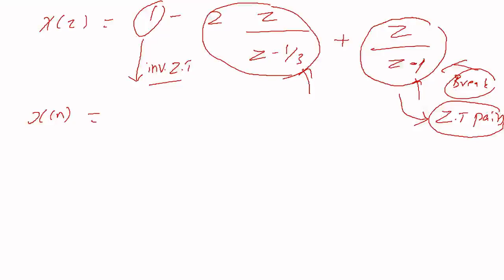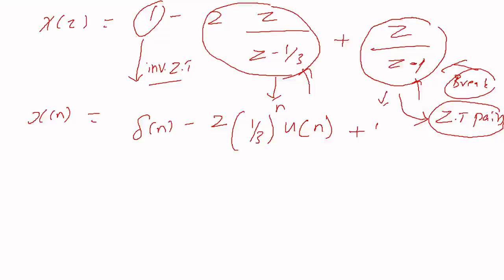Okay, so x of n, the inverse z transform of 1. What is it? Impulse function. Then the next, is it 1 by 3 to the power n u of n or 1 by 3 to the power n u of minus n? As in the last slide, it is the positive series, because the ROC was outside the circle. So u of n, not u of minus n. Next one is simply u of n.